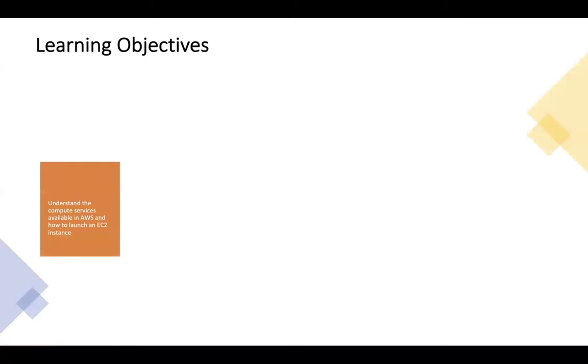The first thing we are going to learn is understanding the compute services available in AWS and how to launch an EC2 instance. Compute is one of the biggest elements in AWS infrastructure. The compute can be used for different purposes, and we are going to discuss the advantages of using EC2 in this fundamental session.